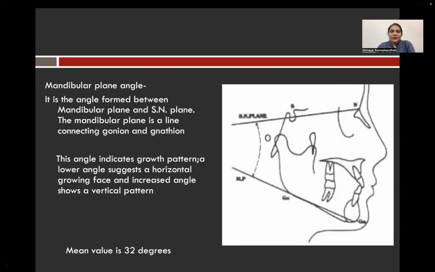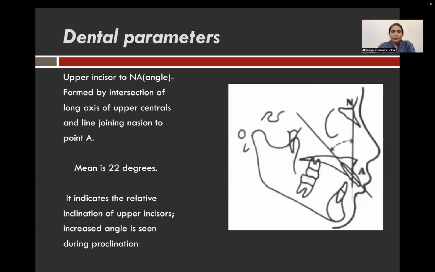Next is the mandibular plane angle. It is the angle formed between the mandibular plane and the SN plane. The mandibular plane here, as we saw before in Steiner's analysis, is a line connecting the gonion and gnathion. This angle indicates the growth pattern. A lower angle suggests a horizontal growth pattern, and an increased angle shows a vertical pattern. That is with the skeletal parameters.